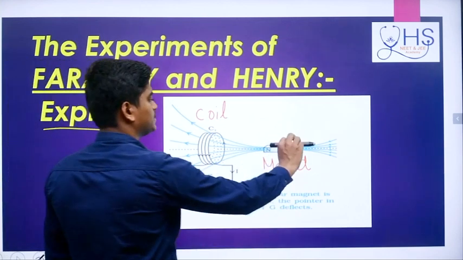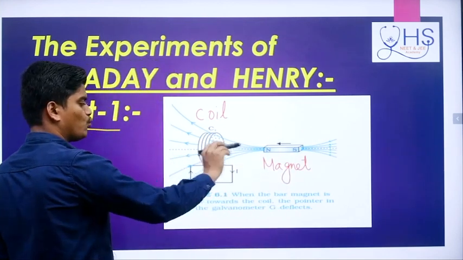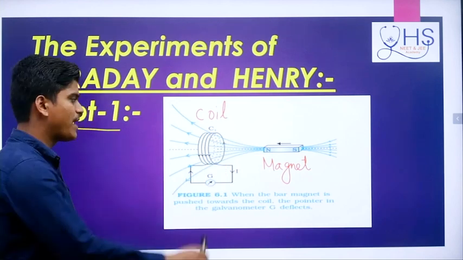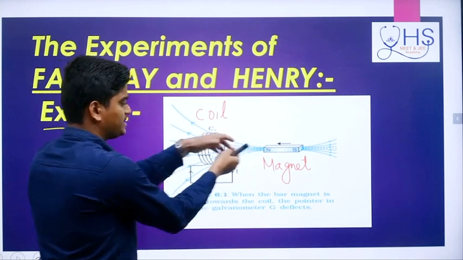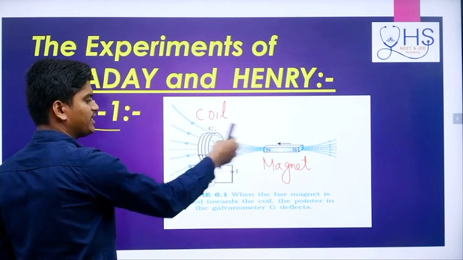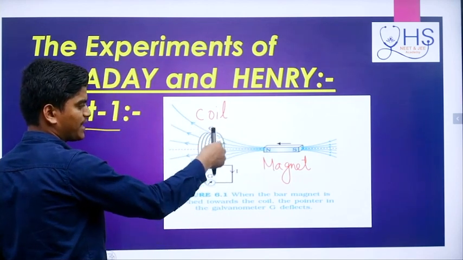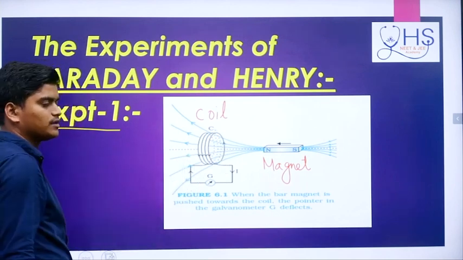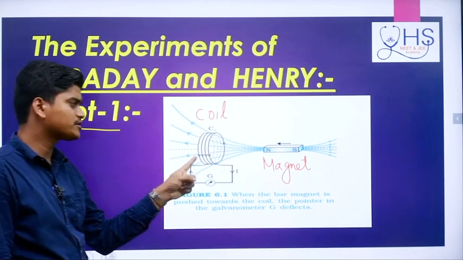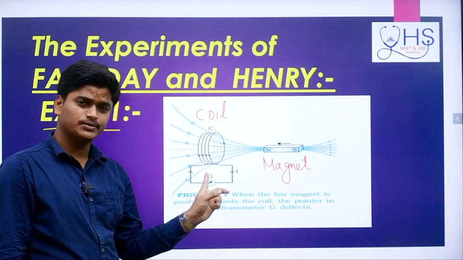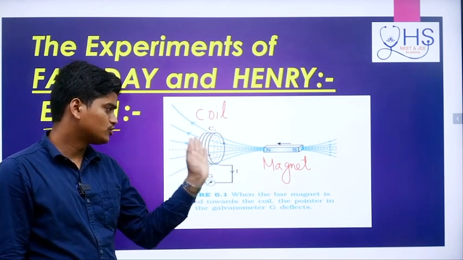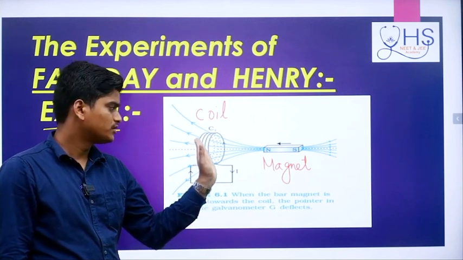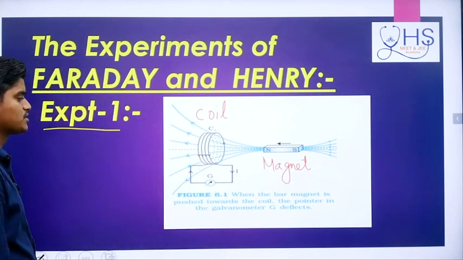Now this magnet is brought towards the coil. So when a magnet is brought towards the coil, what happens? Now the magnetic field lines are coming, or basically magnetic flux is coming. That means magnetic flux will be there through this coil, because you discussed already magnetic flux: the number of magnetic field lines passing per unit area or through a given surface is basically called magnetic flux.